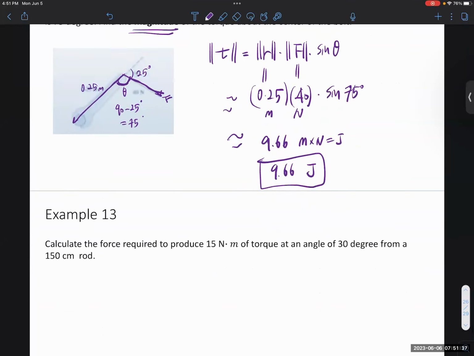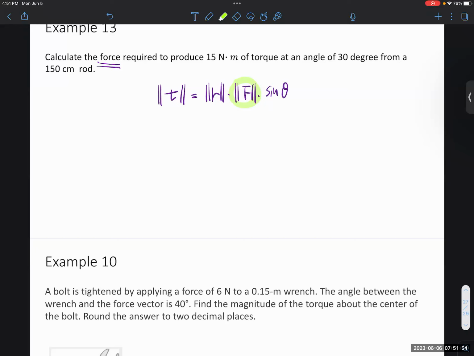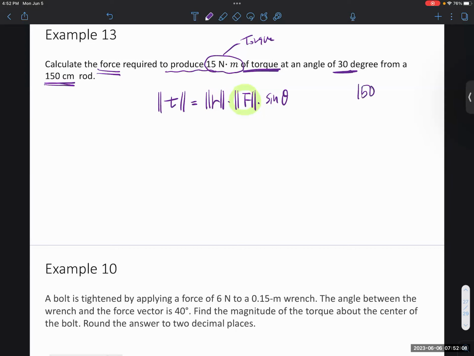Same thing we know. I'm just going to copy that. Copy the magnitude of the torque. Calculate the force. This time, they want you to calculate the force required to produce 15 Newton times a meter. So what does this mean? This is already the torque. And they're giving the angle 30. And then 150 centimeter, be careful. We have to convert it to meter, so 1.5 meter.